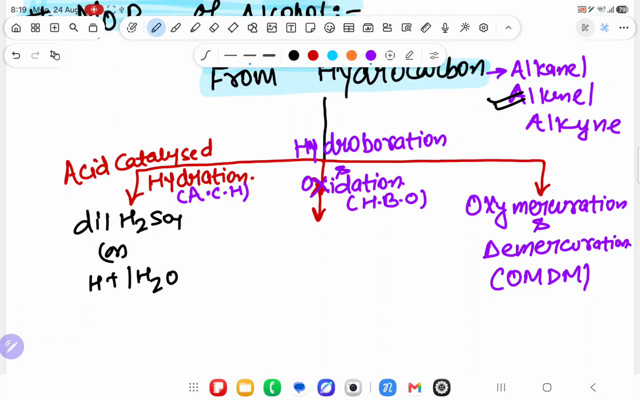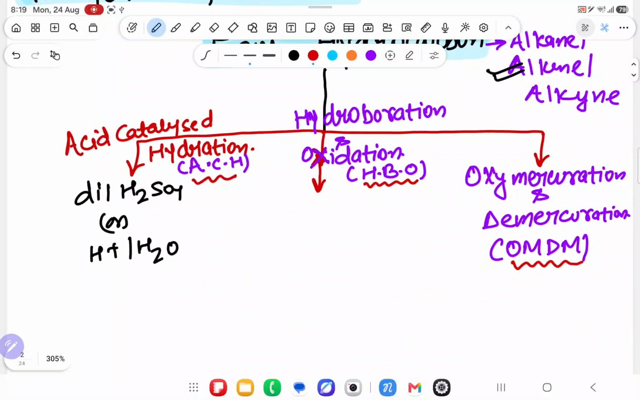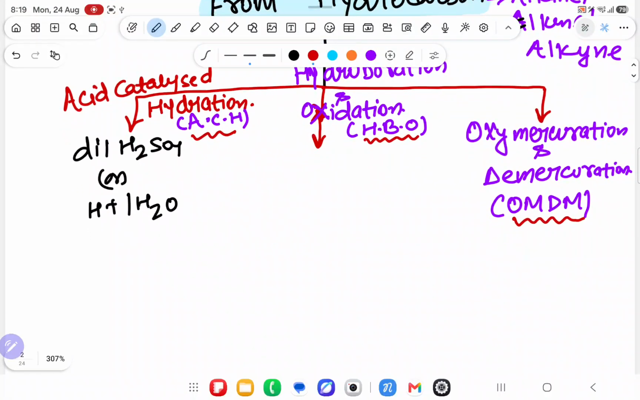So there are three methods to produce alcohol from hydrocarbon. The first method is acid catalyzed hydration, that is ACH. The second method is hydroboration oxidation, that is HBO. The third method is oxymercuration and demercuration. These reagents all give alcohol.